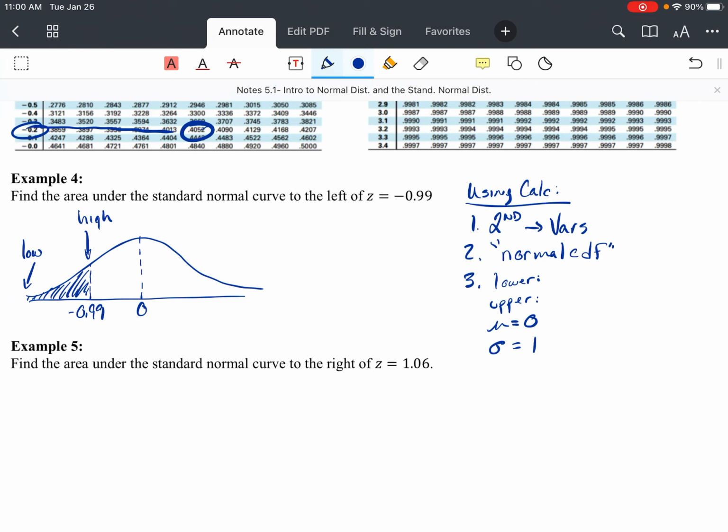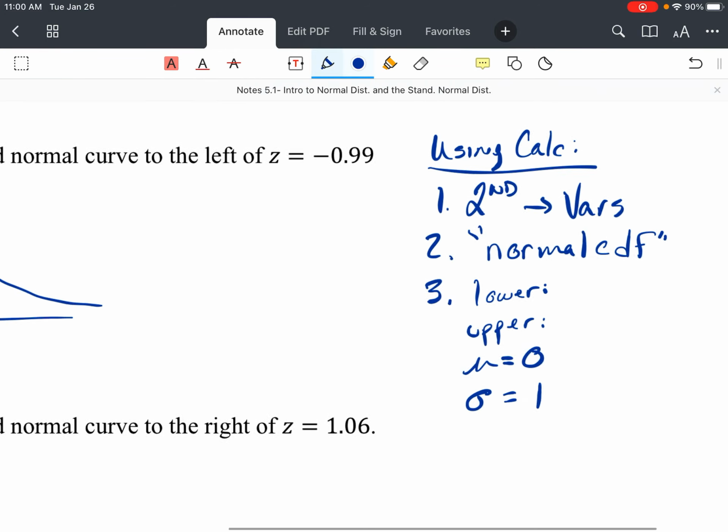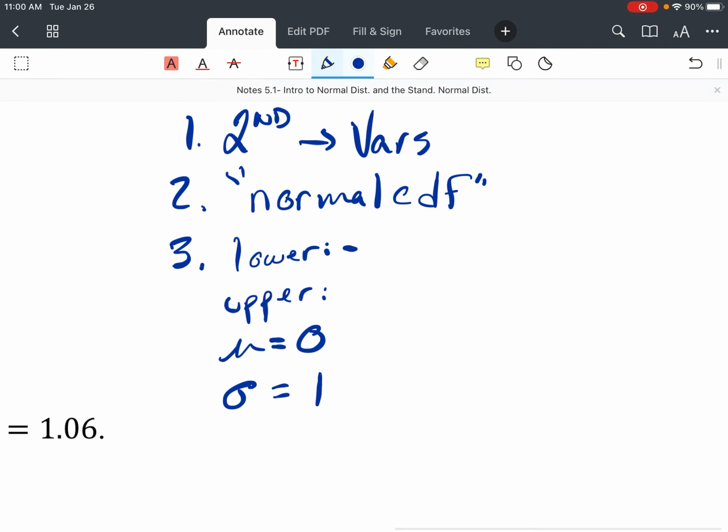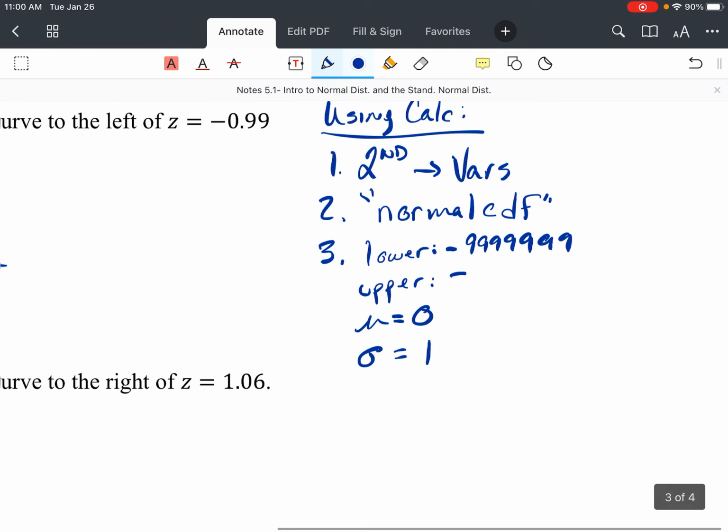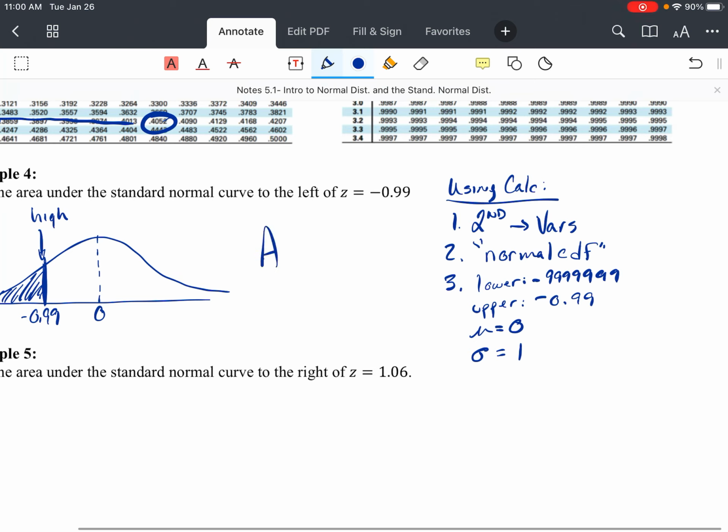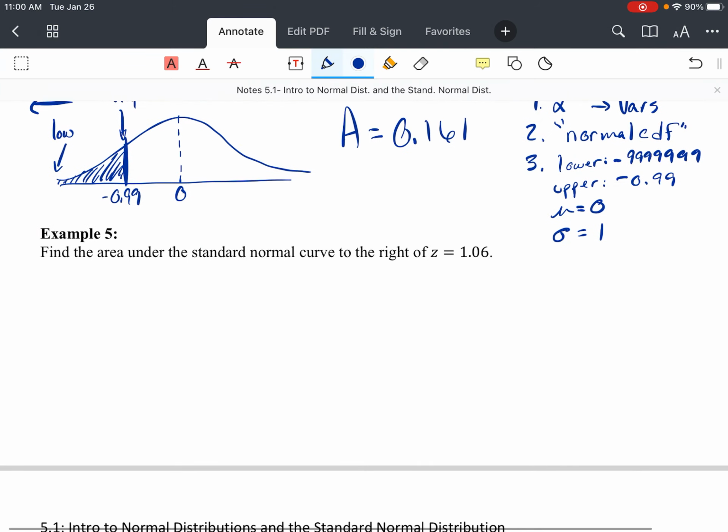Okay, so the lower and the upper is what's going to change in these problems. Okay, so the lower is the furthest to the left this is going to go. And notice that this doesn't really have an endpoint. So I'm just going to pick a really, really small number. So I'm going to say negative, maybe 9, just put a whole bunch of 9s in here. It doesn't have to be exactly this. It just needs to be quite a few. The upper is going to be the highest value that it goes. So the cutoff, in this case, is negative 0.99. When you hit enter, you're going to get that the area is approximately 0.161. So that's how you're going to use the calculator to do this.